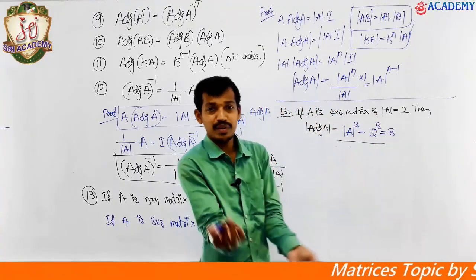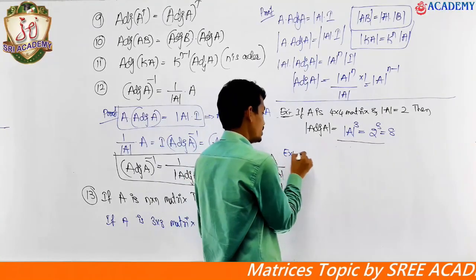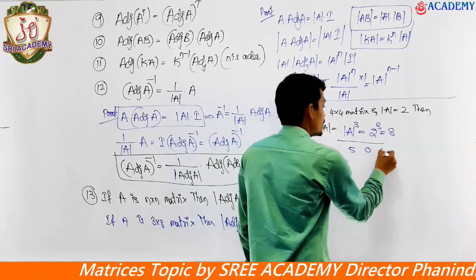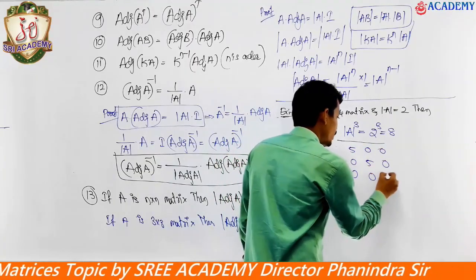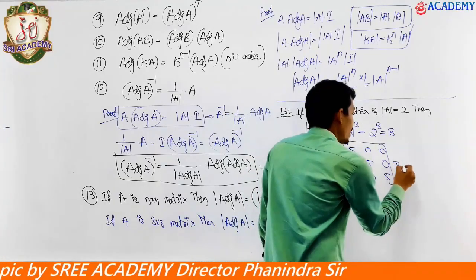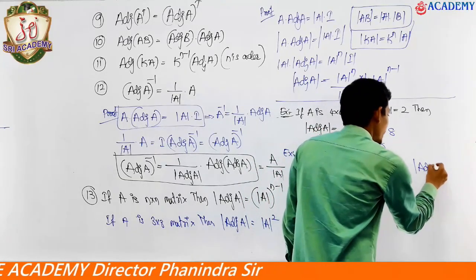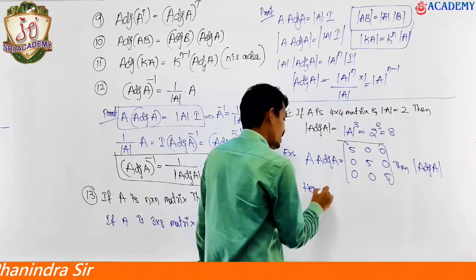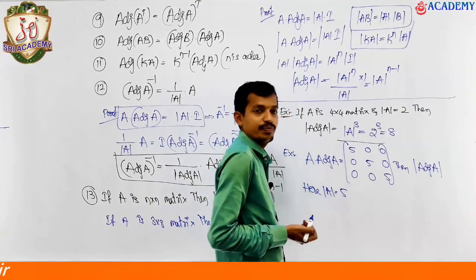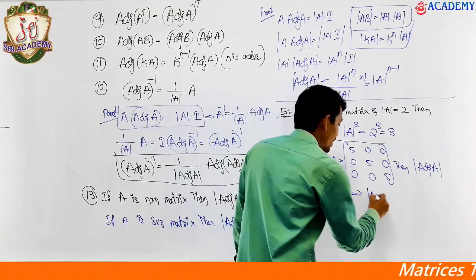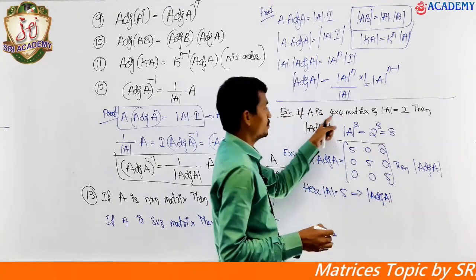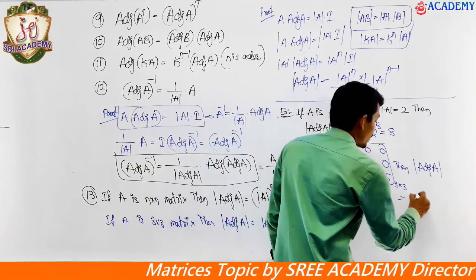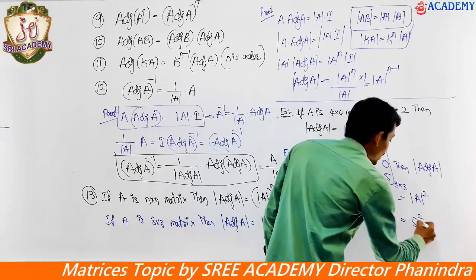Like the previous problem, just as an example, A into adjoint of A equals 5 times the identity matrix, then they asked determinant of A, now they asked determinant of adjoint of A. Here determinant of A equals 5. Then from here, adjoint of A, if you know the order, here what is the order? A order is going to be 3 by 3 only, that is nothing but determinant of A whole square, that is nothing but 5 square, nothing but 25.